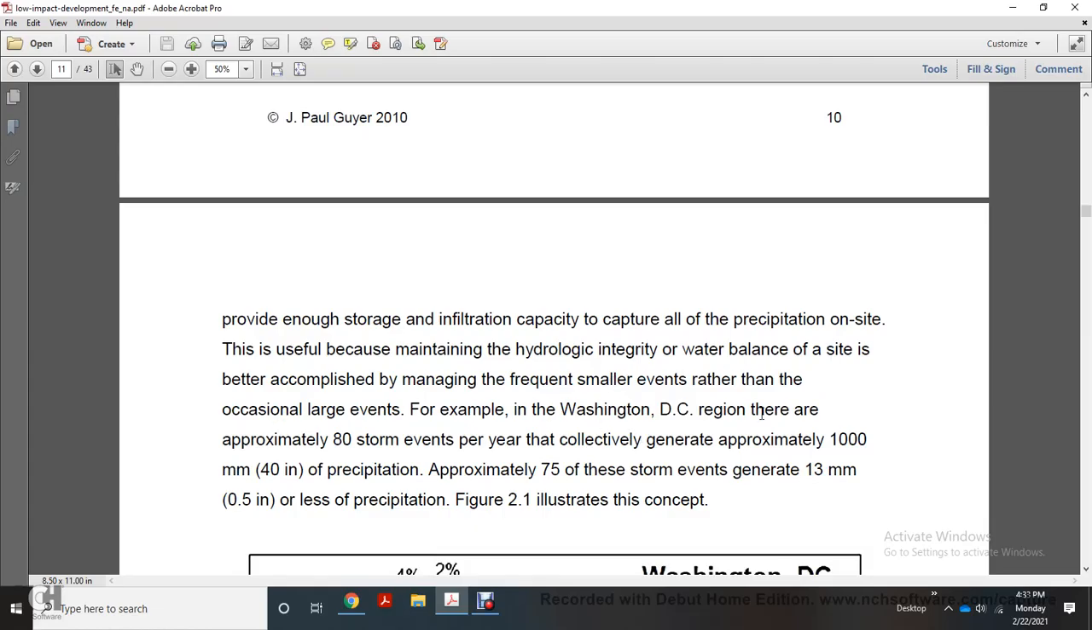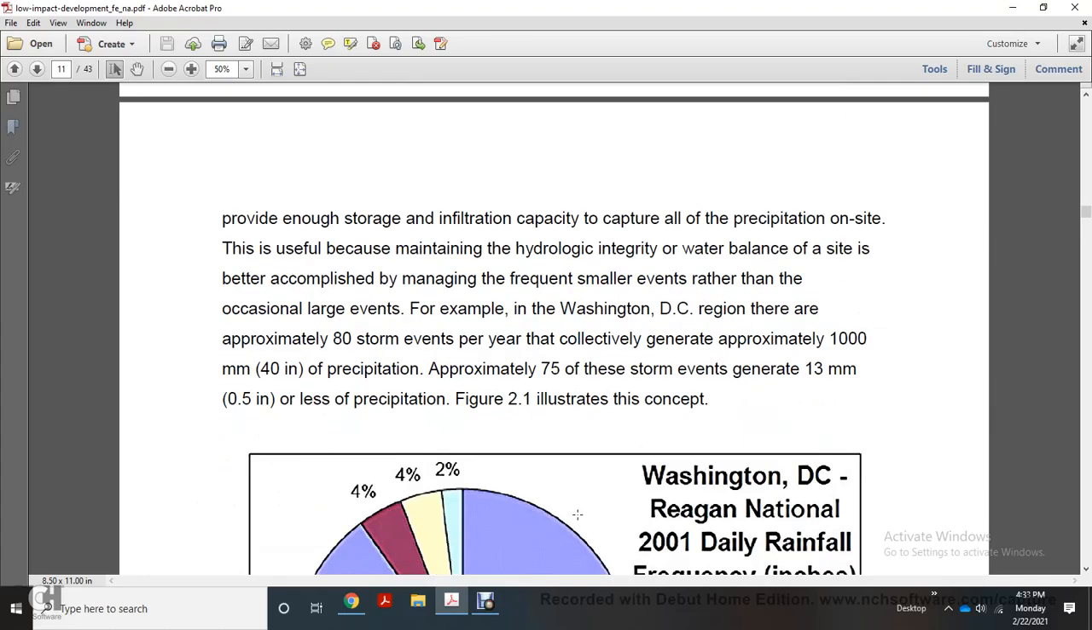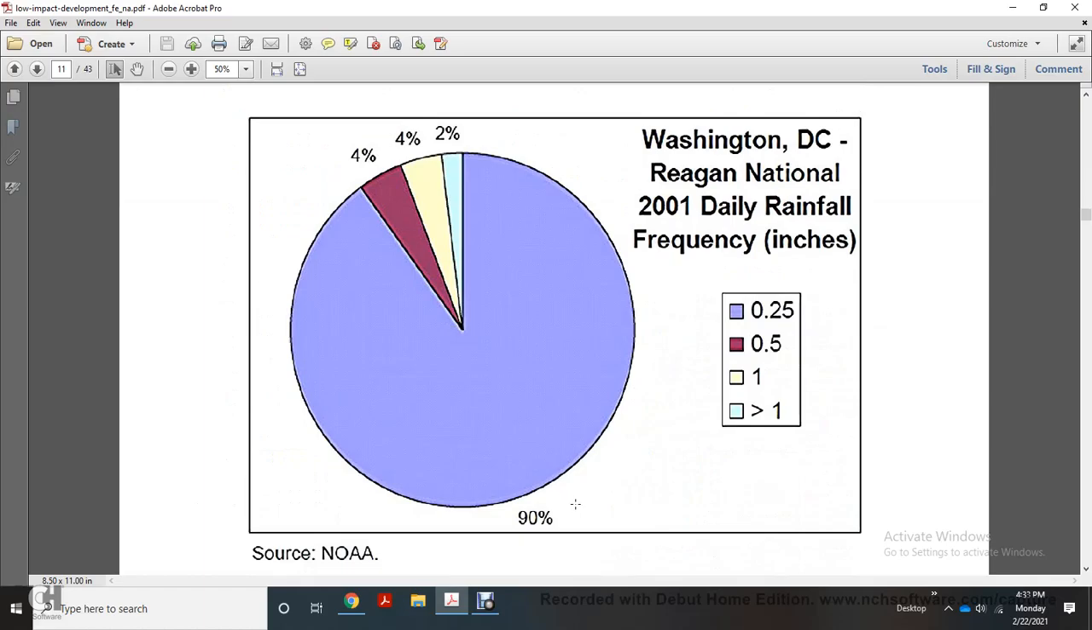For example, in the Washington D.C. region there are approximately 80 storm events per year. They collectively generate approximately 1,000 millimeters, or 40 inches, of precipitation. Approximately 75 of these storm events generate 13 millimeters, or a half inch, or less of precipitation. Figure 2.1 illustrates the concept and shows a pie chart of regional national 2001 daily rainfall frequencies.